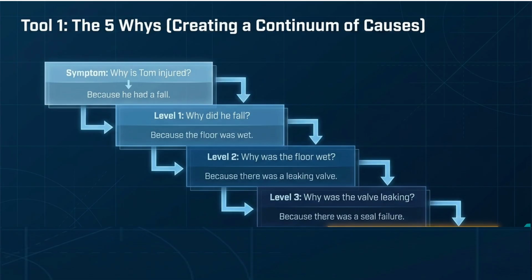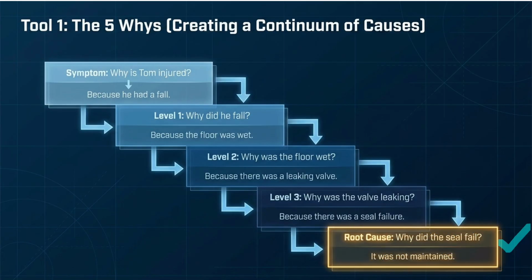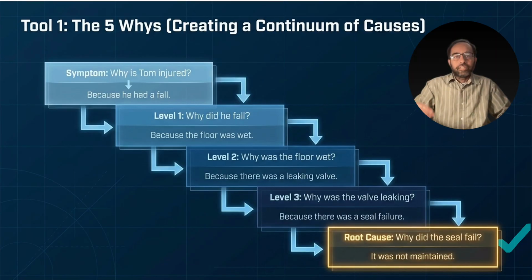Let's see if we can ask one more time. So why did the seal fail? It wasn't maintained. The seal wasn't maintained. So there's a maintenance issue, a systemic issue that we are revealing through asking these questions. The technique says it's a 5-why technique, but the idea is to exhaust your questions until you reach the bottom, or the root cause. When you reach there, you will most likely see a systemic issue.